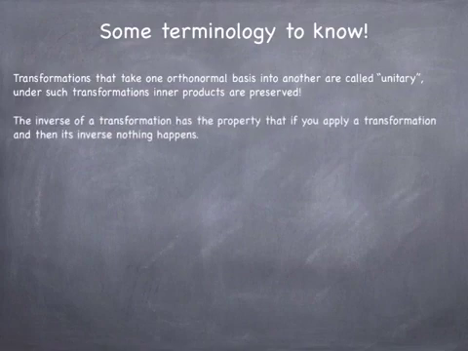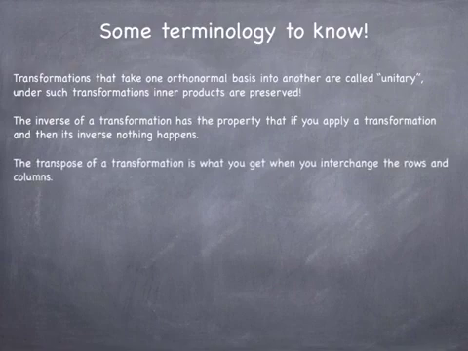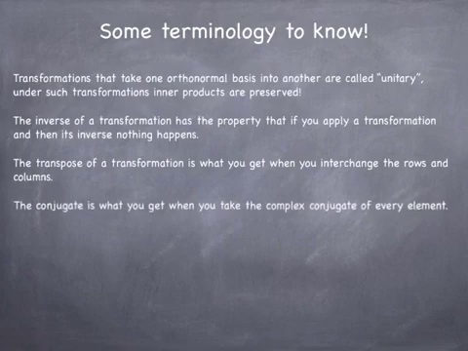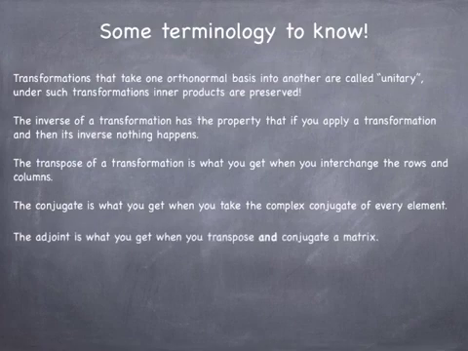The inverse of a transformation has the property that if you apply a transformation and its inverse, you get the identity, or nothing happens. The transpose of a transformation is what you get when you interchange the rows and columns of the matrix. The conjugate is what you get when you take the complex conjugate of every element of a matrix. And the adjoint is what you get when you take the transpose and the conjugate. So we're going to find out later there's a different definition of adjoint, which is equivalent when talking about matrices, but it's a little more general because it applies to all linear transformations, whether you represent them as a matrix or not.